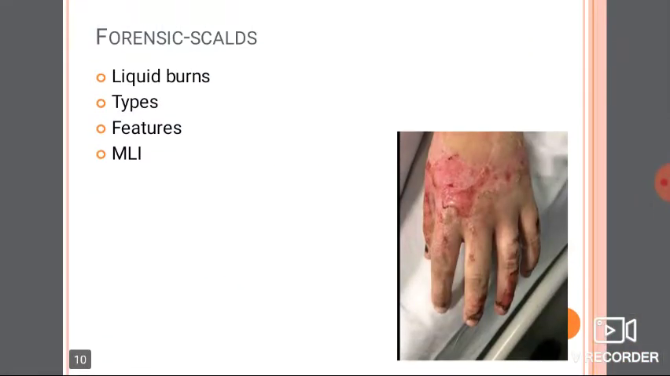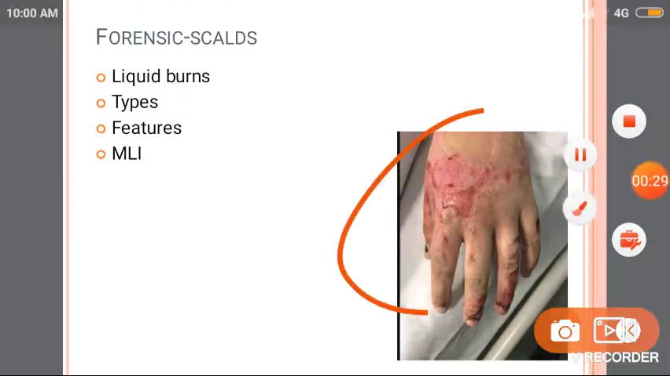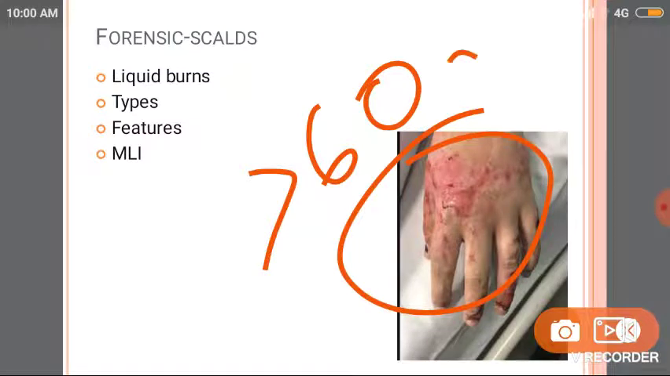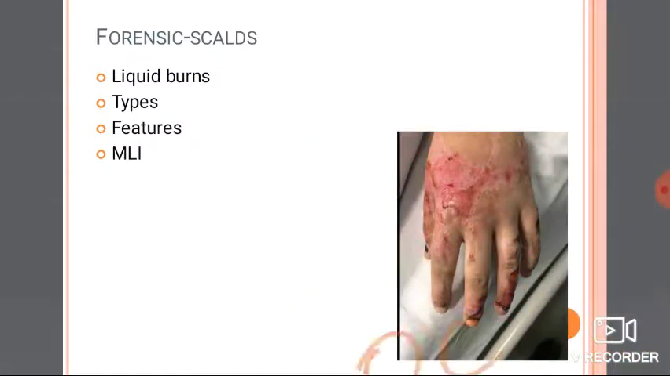Did you understand this much? What scalds are, what liquid burns are? Basically, what you can see here is that they are liquid burns resulting from an application of a liquid which is greater than 60 degrees centigrade, or it can also be because of steam. There are types of liquid burns, scalds.